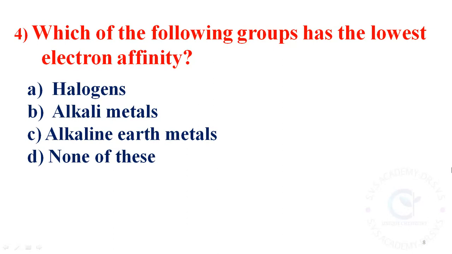But alkaline earth metals have a completely filled s orbital, that is an ns2 electronic configuration, whereas alkali metals have a half-filled s orbital, that is a 1s1 or ns1 electronic configuration. So alkali metals have more affinity towards an electron to attain a stable, fully filled electronic configuration. From this observation, the alkaline earth metals have the lowest electron affinity. So the third answer is the correct answer.